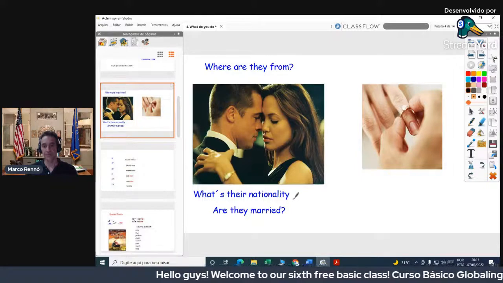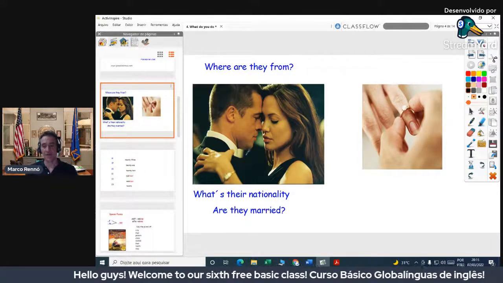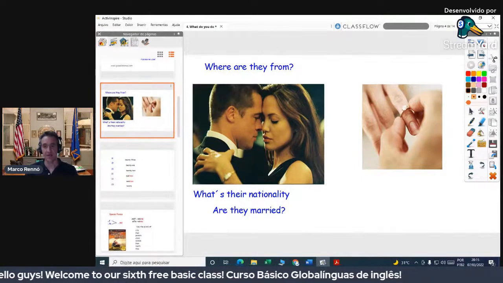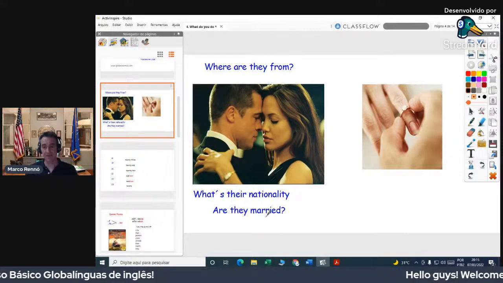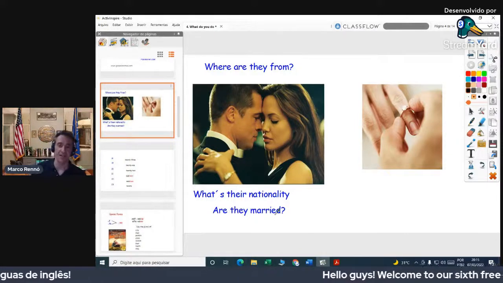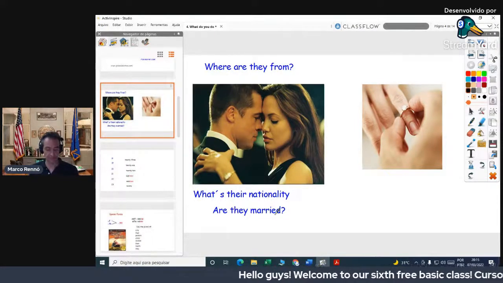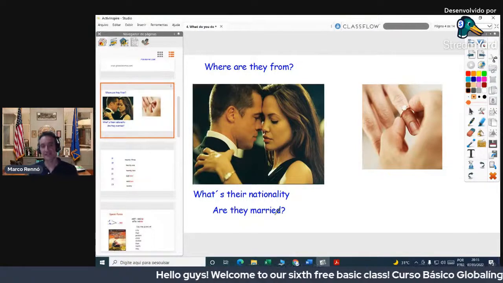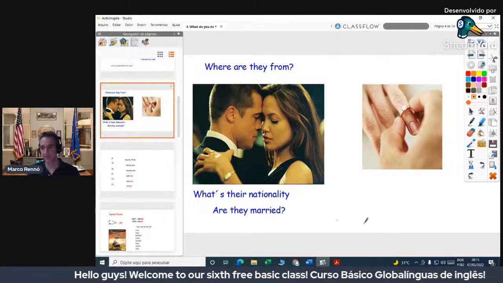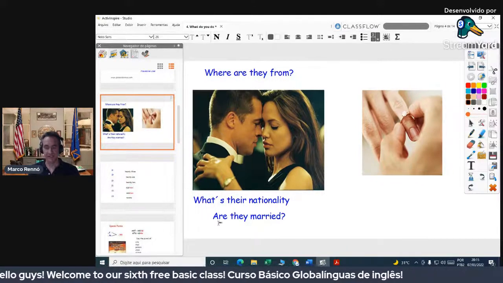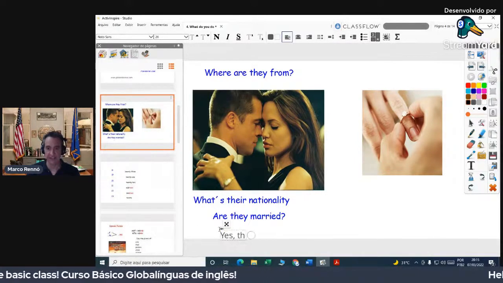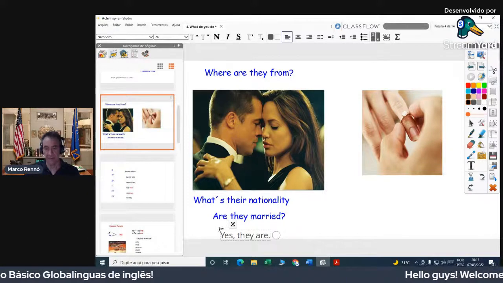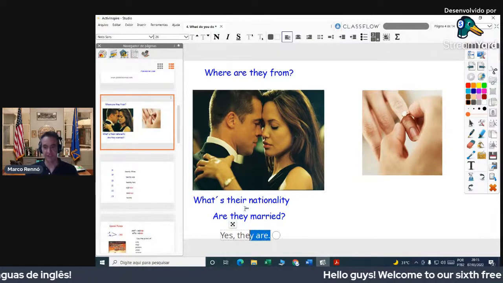They are Americans, right? They are Americans, or they are from the USA. Are they married? What do you think? Are they married? Yes, they are. When you answer, it's necessary to repeat the verb to be. Yes, they are, right? It's necessary to say this.